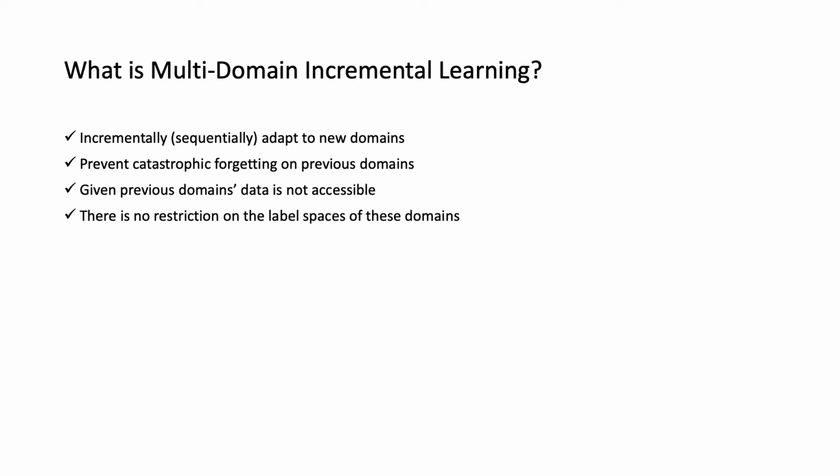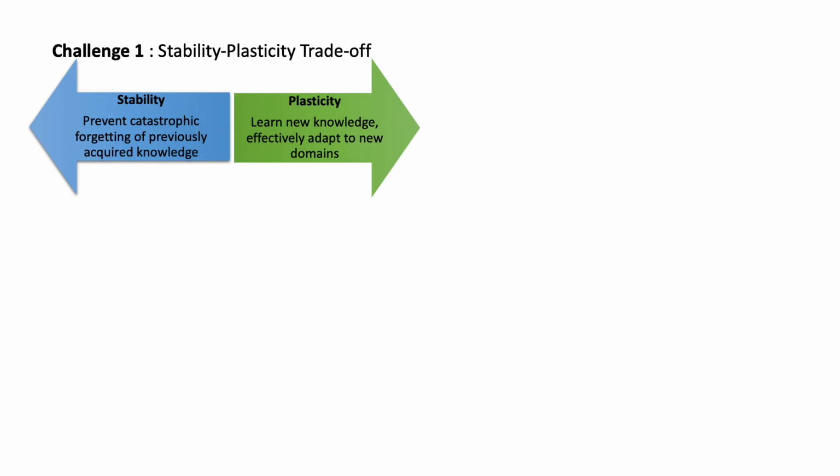So we define multi-domain incremental learning as incrementally adapting to new domains while preventing catastrophic forgetting on previous domains, given that previous domains' data is not accessible and there is no restriction on the label spaces of these domains. In continual learning, plasticity refers to learning new knowledge, whereas stability refers to retaining old knowledge, and there is always a trade-off between the stability and plasticity of a model.